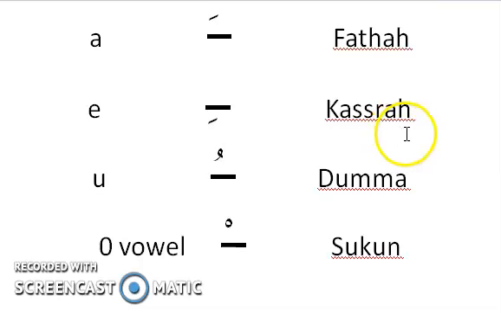And this is called kasra. And also we have dhamma. Dhamma is like a backward e on the top of the letter also, so it is pronounced as "u." Also we have sukun. Sukun, I call it the zero vowel, because when you see sukun, this small circle on the top of the letter, when you spell a new word, you have to stop.